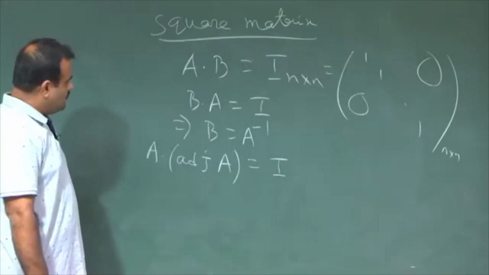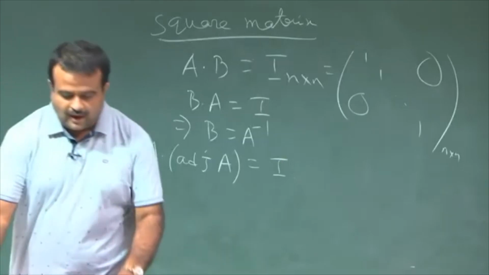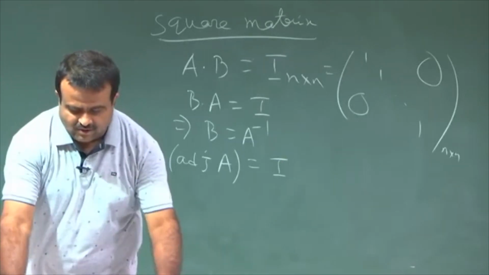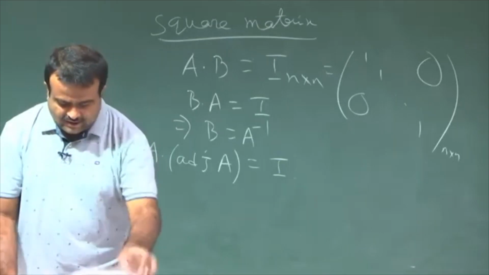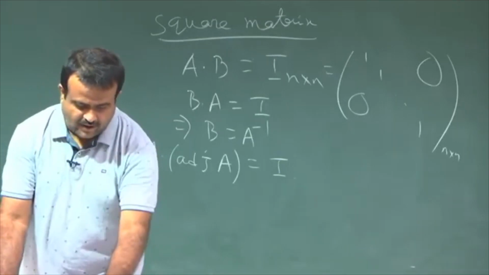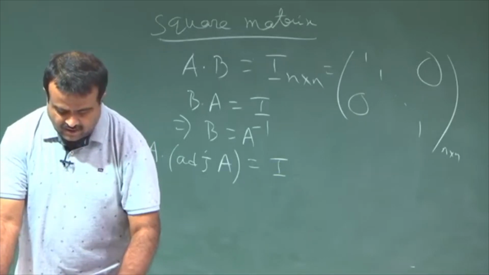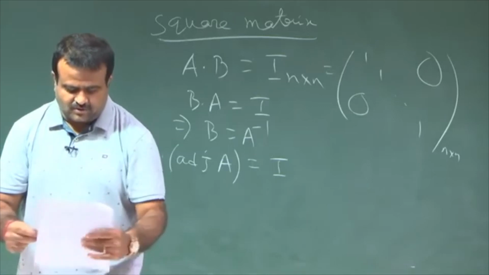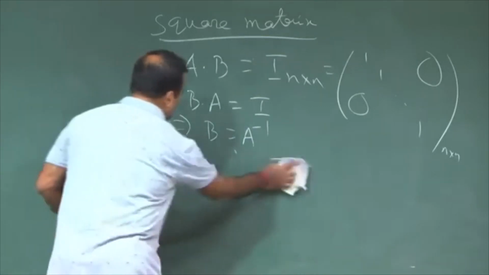A into adjoint of A is equal to identity matrix. So, this result we can follow, and we can get the inverse of a matrix.